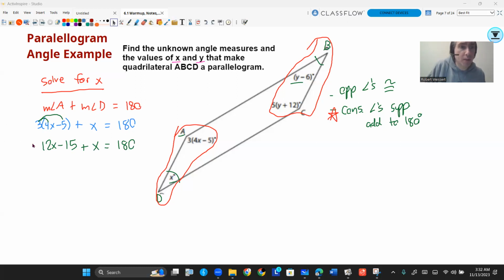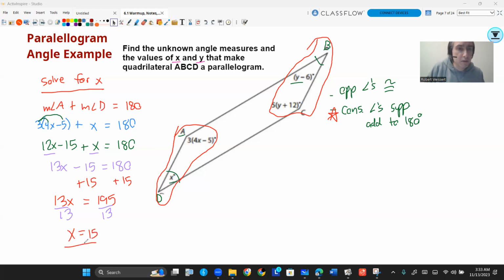At that point, it's appropriate to combine your like terms. I have my 12x and my x, which gives me 13x minus 15 equals 180. Now I can solve. I add 15 to both sides, and you get 13x equals 195. Use your calculator to do the rest if you need to: 195 divided by 13. Plugging that into my calculator, I get 15 for x. So I have the value of x. We're asked to get x and y.